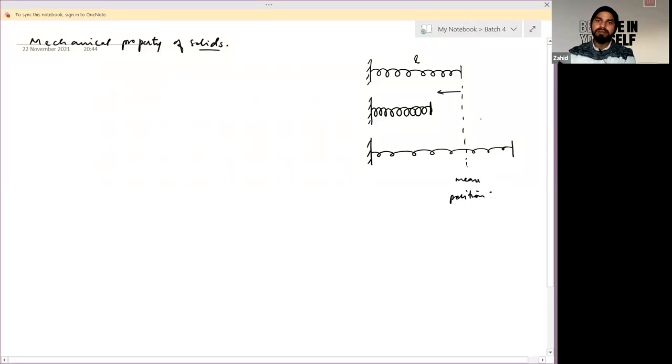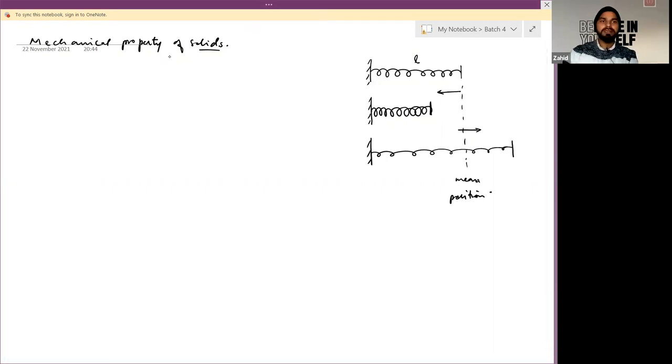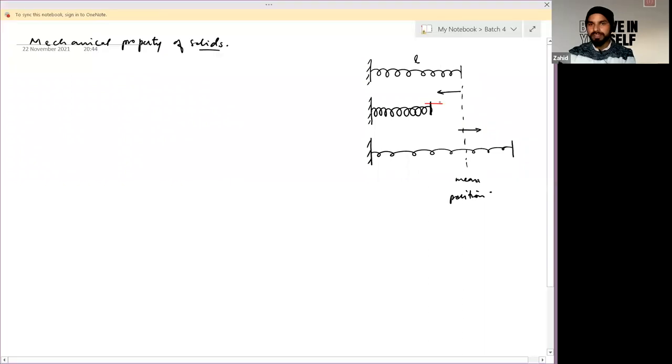If you compress it or stretch it, due to this compression or expansion, a force will develop in it, opposite to its displacement. So it will be along this direction, and for this, along this direction. This force is termed restoring force, which has a tendency to regain its original length or original shape. Is it clear till this part?